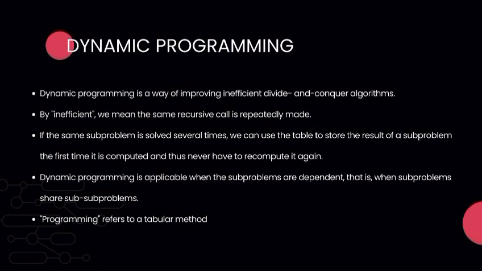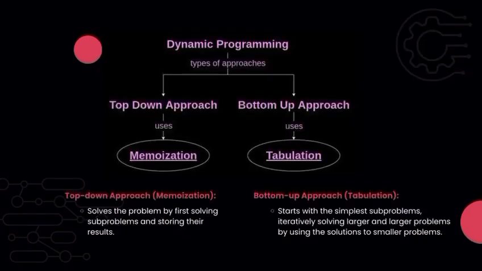Dynamic programming is applicable when the subproblems are dependent, that is, when the subproblems share sub-subproblems. Here, programming doesn't actually refer to the actual coding, and instead it refers to a tabular method. Dynamic programming can be approached in two ways: top-down using memoization and bottom-up using tabulation. Memoization stores the results of expensive function calls and returns the cached result when the same input occurs again. Tabulation solves the problem bottom-up, starting with the simplest subproblem.